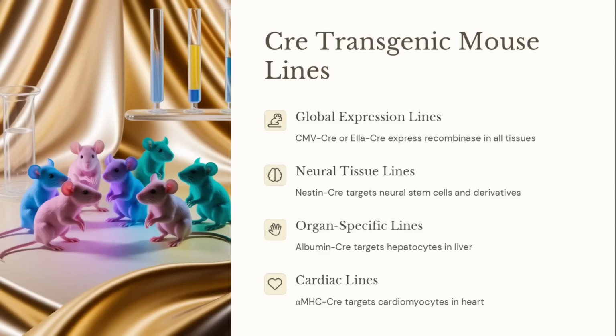Cre transgenic mouse lines include global expression lines where CMV Cre or EIIa Cre express recombinase in all tissues, neural tissue lines like Nestin Cre targeting neural stem cells and derivatives, organ-specific lines such as albumin Cre targeting hepatocytes in the liver, and cardiac lines like alpha MHC Cre targeting cardiomyocytes in the heart.